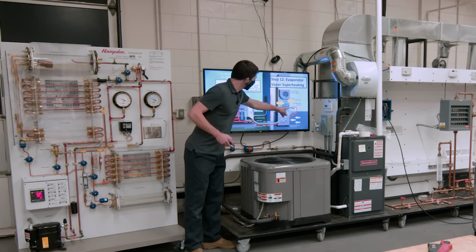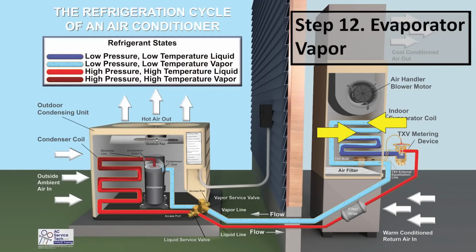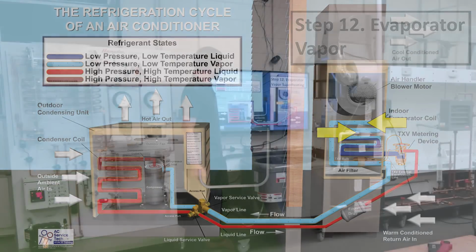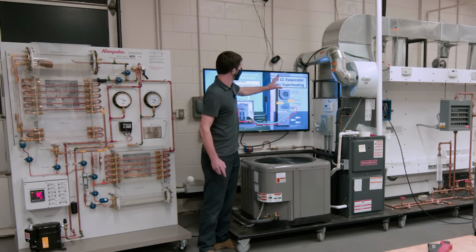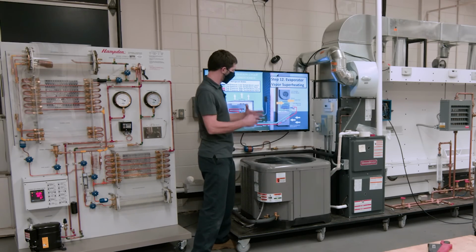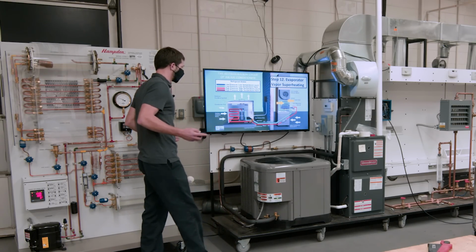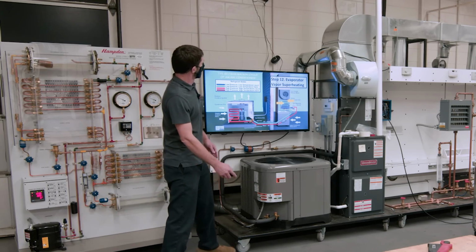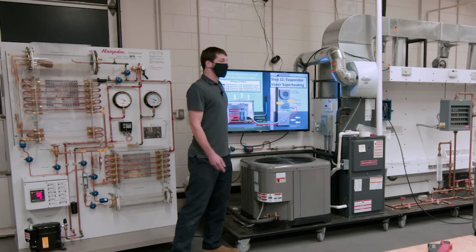So it comes out of the phase change, and it turns into a complete vapor state, and then it's increasing in temperature. So this is the vapor, which is the gaseous refrigerant. It's increasing in temperature based on the heat load.